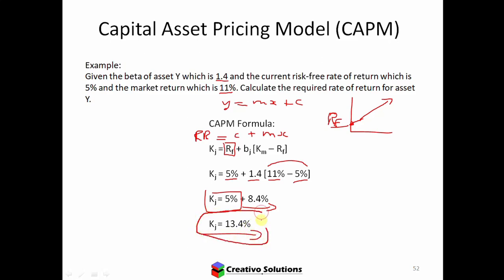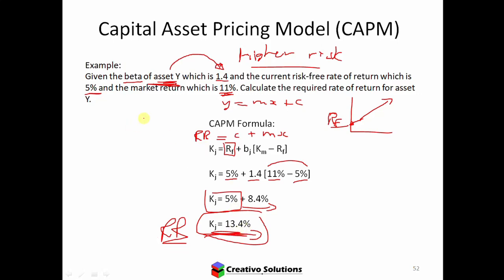So what does that mean? This means if I'm going to invest money in this particular asset, in asset Y, because asset Y has a beta of 1.4, meaning this is higher risk. If this asset is higher risk, you would want a higher return. The market is offering 11%. The risk-free is 5%. So because I'm looking at beta of asset Y as being 1.4, I'm going to require a required rate of 13.4% from this particular asset to justify the decision to invest in this asset.